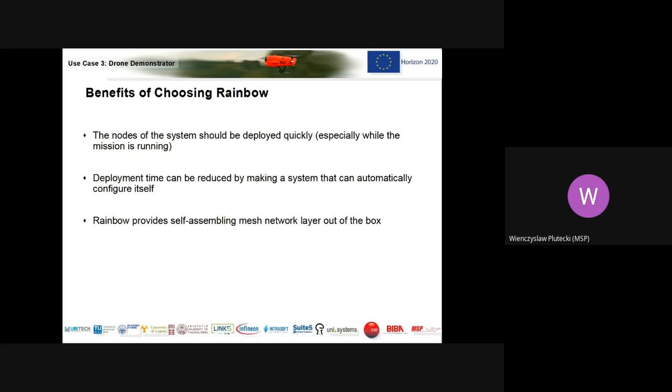And so the solution is to have a system that can configure itself, especially configure the network and make all the nodes discover themselves in the cluster. And the Rainbow provides a mesh networking layer out of the box. You just switch on the node and it will join the cluster automatically. And also the Rainbow will automatically deploy all the services to the right nodes.